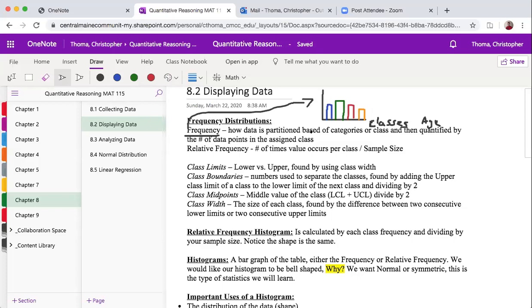So our definition of frequency is how our data is partitioned based on the categories or classes, and then quantified by the number of data points in the assigned class. A relative frequency is where I basically take my frequencies and turn them into percentages. Well, how do we make something a percentage? Success over total. So we just take our number frequency and divide by the total number of people that participated, and it turns everything into a percentage. So that is really the only difference between these things.